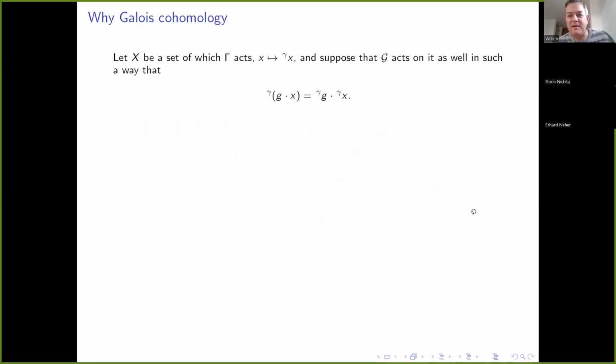Now, what does Galois cohomology do? Just briefly, what it does actually doesn't play any role in the rest of the talk. I just want to show it to motivate the study of these things.